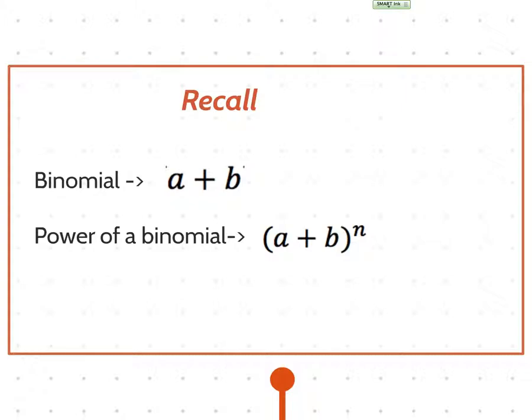You guys know what I mean when I say terms, right? I felt like second hour was not quite sure. So there's 2 terms because there's 2 things separated by this plus sign. Binomial. Now, the power of a binomial is when we take that binomial, put it in parentheses, and raise it to a power. So this is to the nth power.